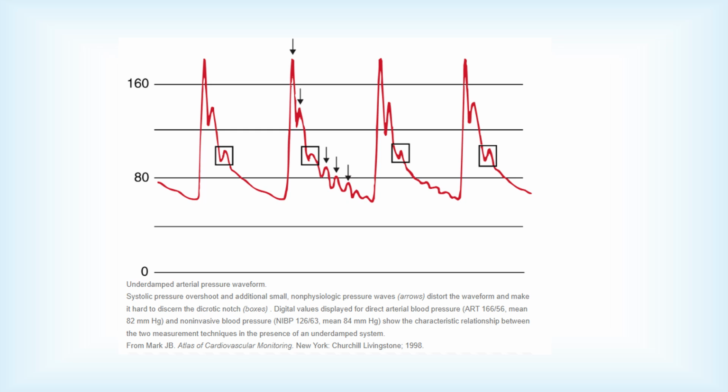Here's a diagram of an underdamped system. Notice how the waveform appears amplified. The systolic and diastolic blood pressures are exaggerated, with distorted waveform with multiple notches.